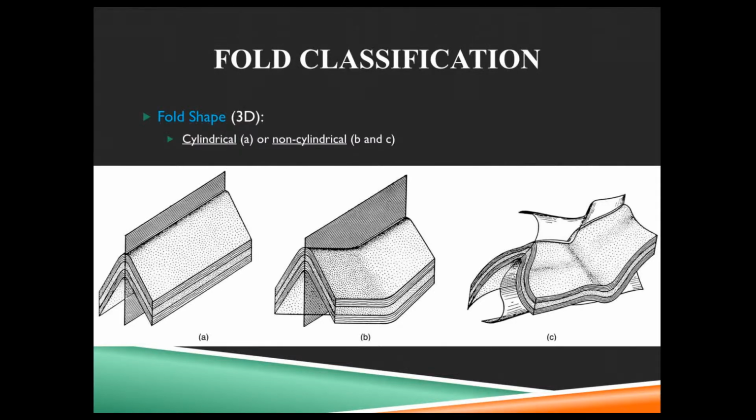Non-cylindrical could be like B, where we've seen this before, where it kind of been folded once in another direction, or it could be like C, where it's been folded over and over and over again and looks like a pile of soggy noodles pulled out of a pot.